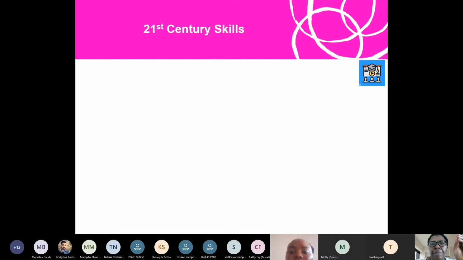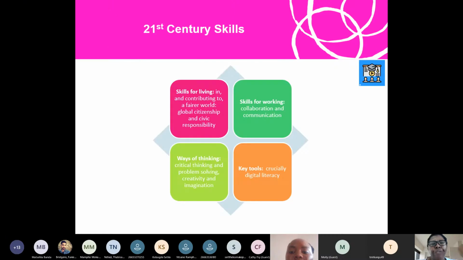Okay. And then in terms of the 21st century skills, that is the core skills, the core skills basically ensure that we give our learners skills for living, skills for working, and ways of thinking, and also give you the key tools which are crucial, are basically digital literacy.